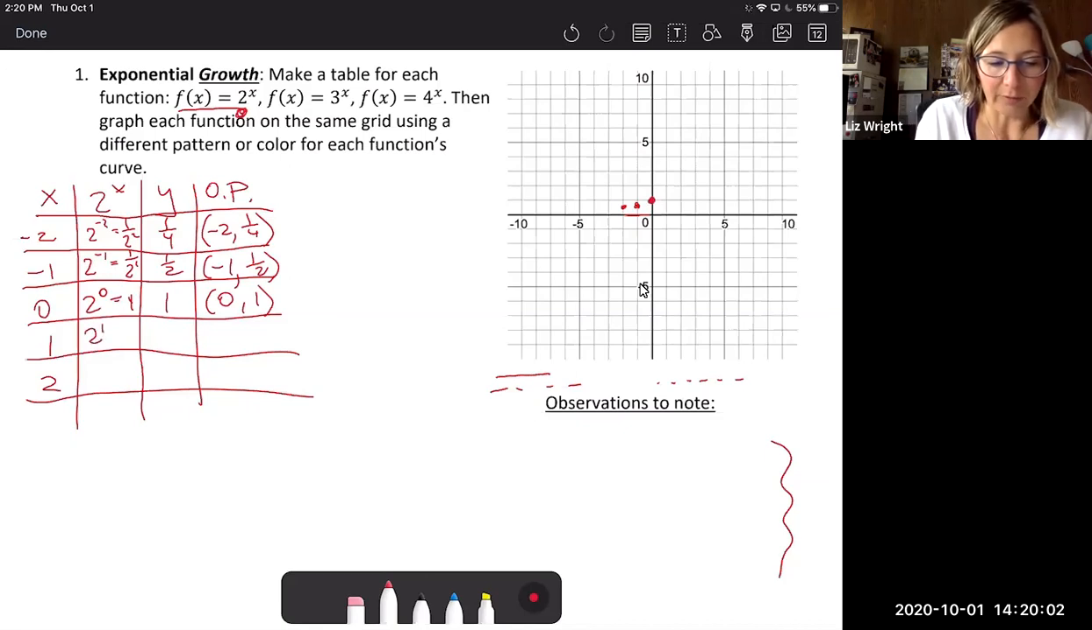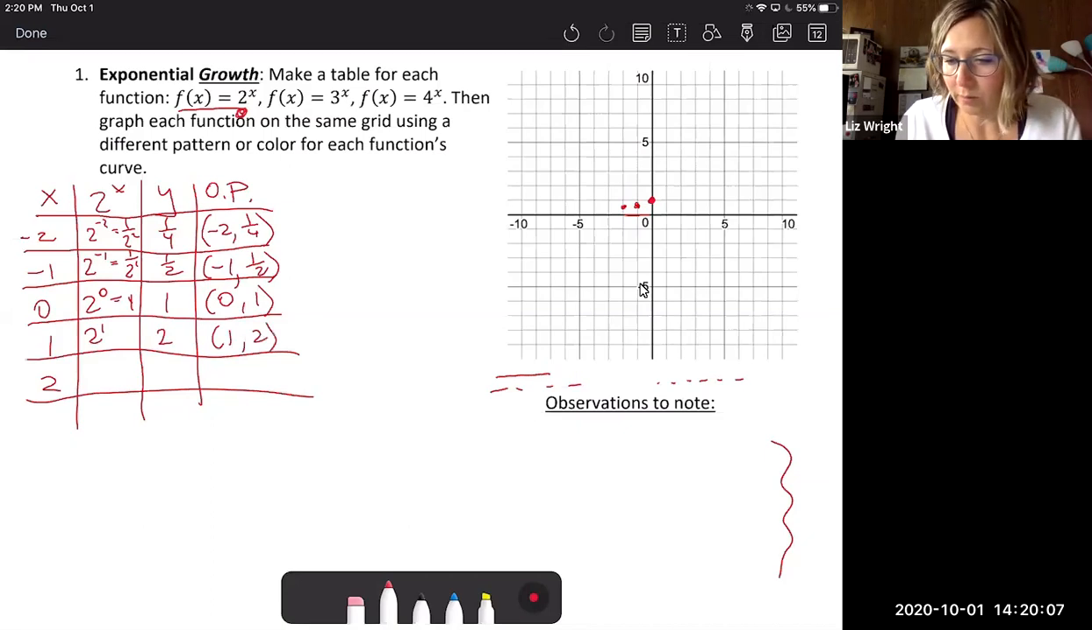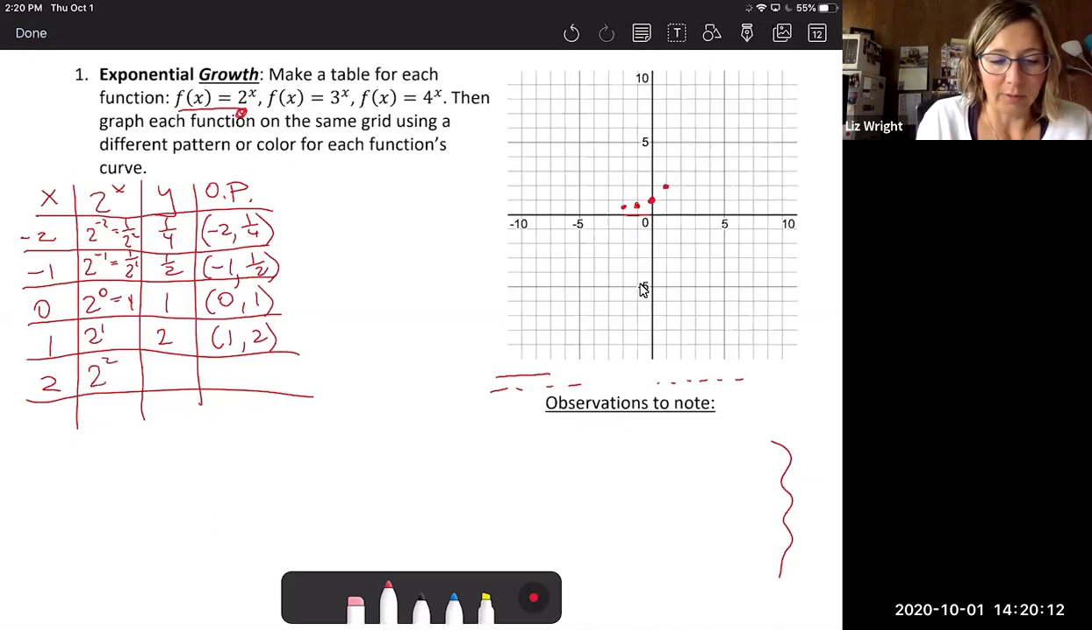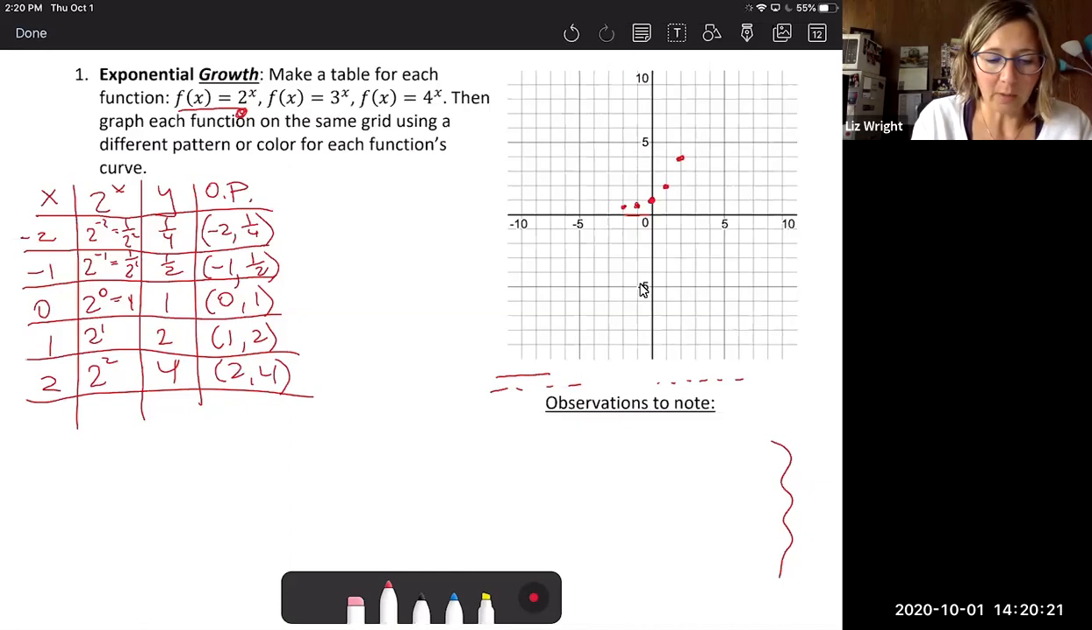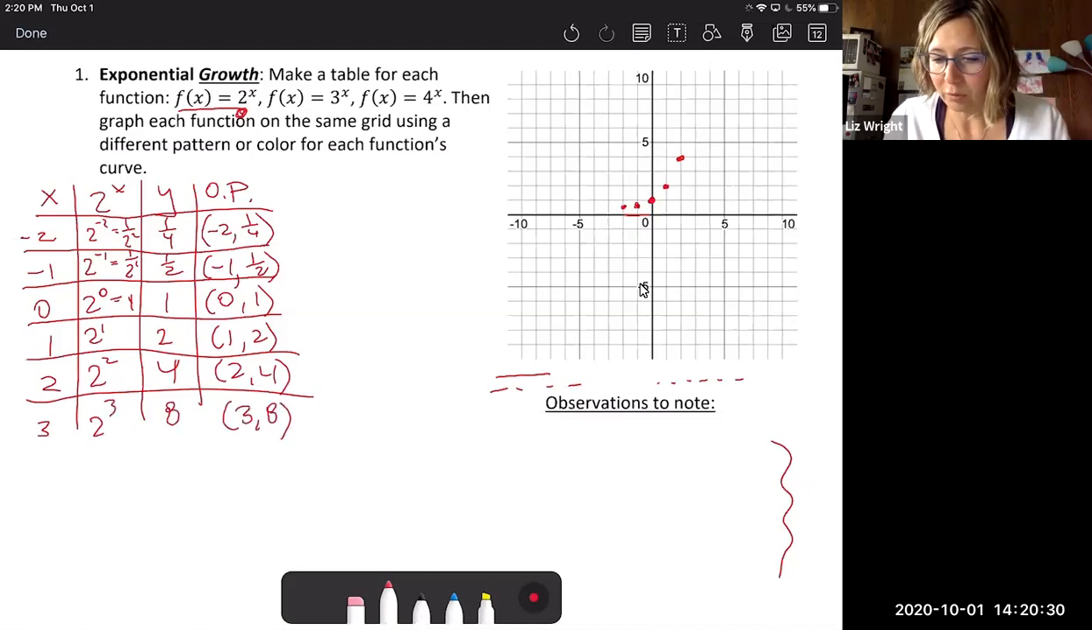Then we're going to do 2 to the first, which is going to give us 2, and we are going to graph the point (1, 2). And then we're going to do 2 to the second. That's going to give us 4, and then you're going to graph the point (2, 4). This one, I'm going to go ahead and do 3 as well, so you can see where this one's going to go. So 2 to the third, that's going to give me 8, and that's going to be (3, 8). So I'm going to go ahead and graph that one too, and it's going to look like that.